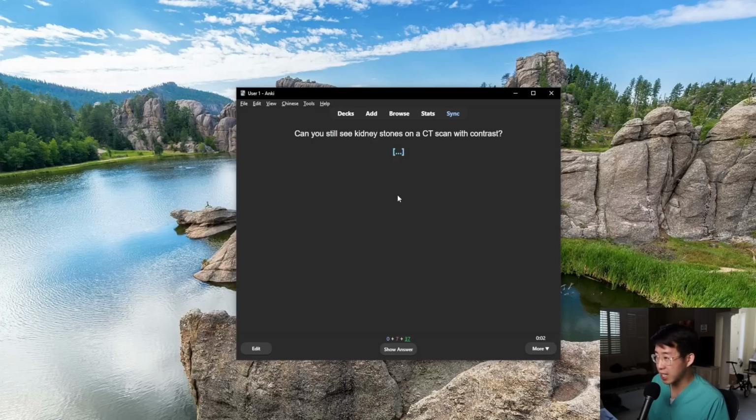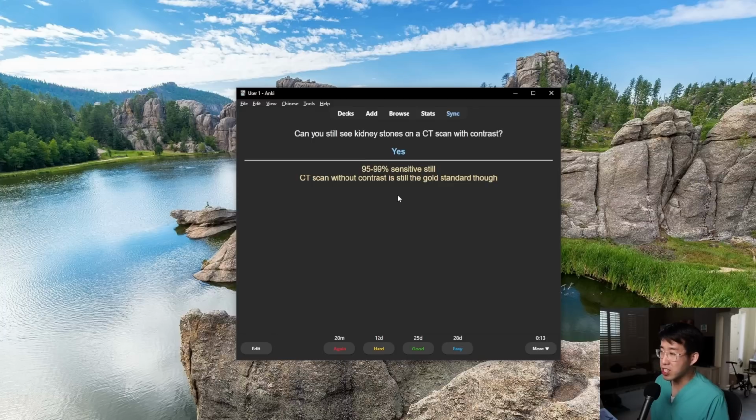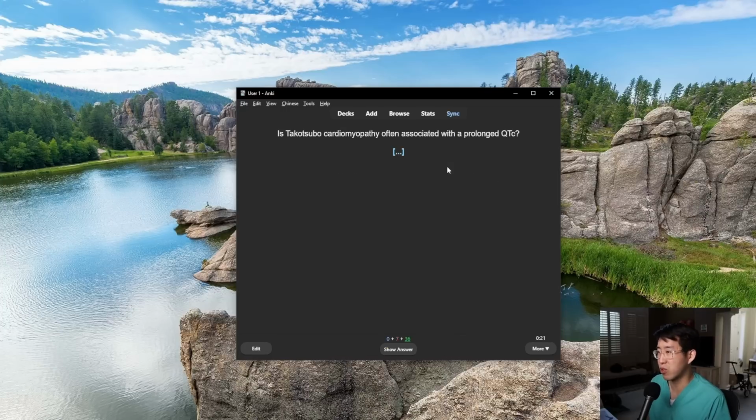Can you still see kidney stones on a CT scan with contrast? So we all know that a non-contrast CT abdomen pelvis is what's preferred for identification of kidney stones, but actually CT scans with contrast are apparently still very sensitive for finding kidney stones. And so this is a useful kind of pearl for me.